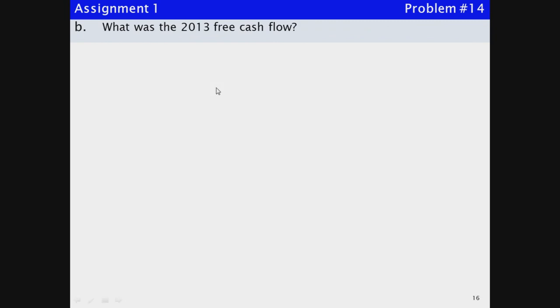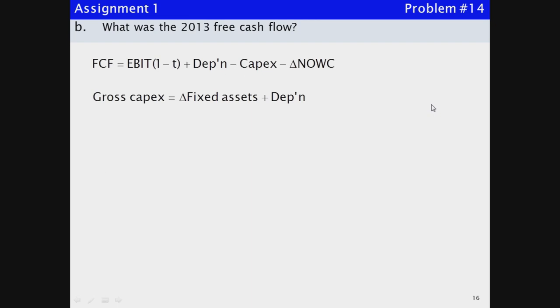Part B, what was the 2013 free cash flow? Again, it's EBIT times 1 minus T, add back depreciation, and then subtract the CapEx and net operating working capital. I'm spelling out the equation that I talked through last time: gross CapEx is not just the change in fixed assets, you have to add the depreciation. If you want a formula for it rather than just reasoning it out, there you go. It went from 250 to 300, but we add the 30 that was the depreciation on the income statement, because this understates. Going from 250 to 300 understates how much was spent, because the 250 would have gone to 220 had they not spent anything. Therefore it went from 220 to 300, which is 80.